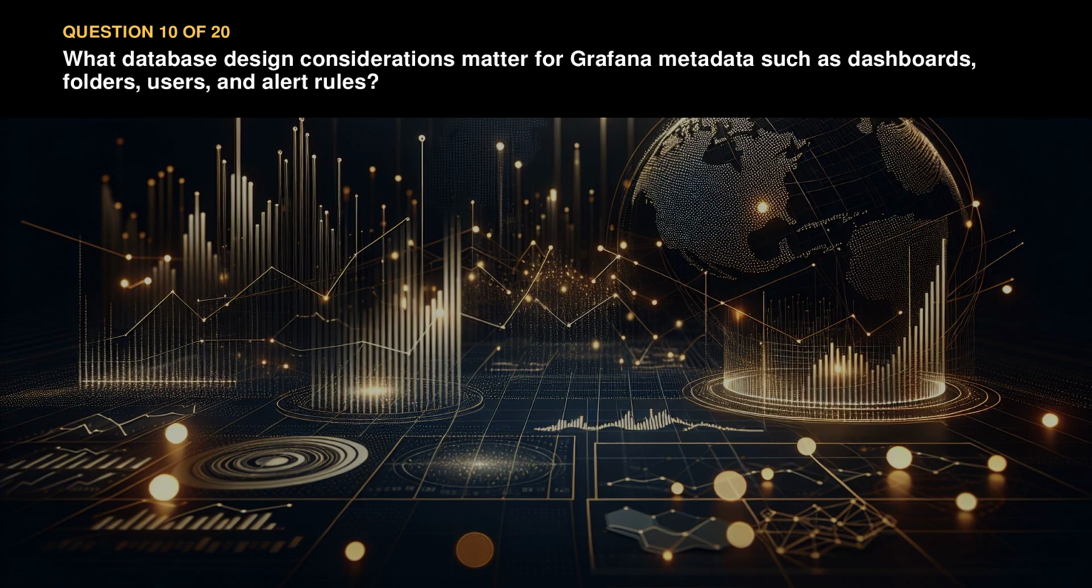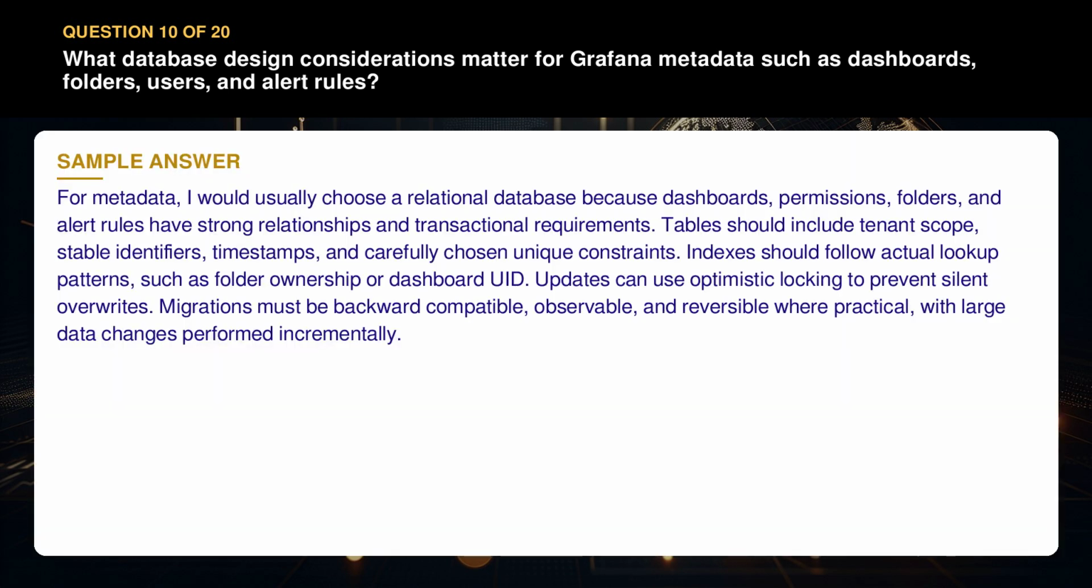Question 10. What database design considerations matter for Grafana metadata such as dashboards, folders, users, and alert rules? For metadata, I would usually choose a relational database because dashboards, permissions, folders, and alert rules have strong relationships and transactional requirements. Tables should include tenant scope, stable identifiers, timestamps, and carefully chosen unique constraints. Indexes should follow actual lookup patterns, such as folder ownership or dashboard UID.